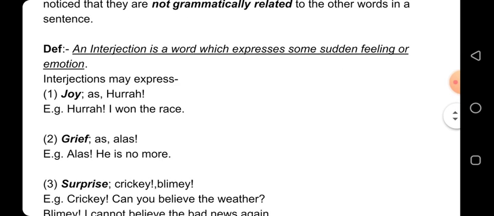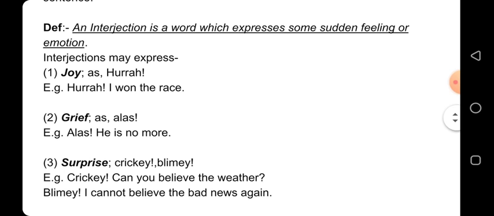So on the basis of these examples given above, we can define an interjection as a word which expresses some certain feeling or emotion. Interjection is a word that expresses certain feeling or emotion. And there's one thing that is very important and that you should keep in mind.